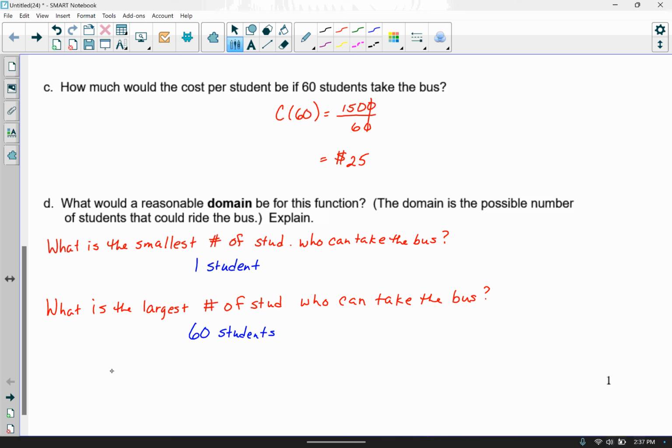So then we can say, with this information, our domain for the number of students would have to be between 1 and 60. S being the number of students would have to be between 1 and 60 to ride that bus. And I'll write it over here, S equals the number of students, which is what it was defined to be.